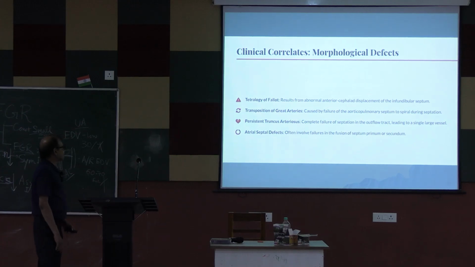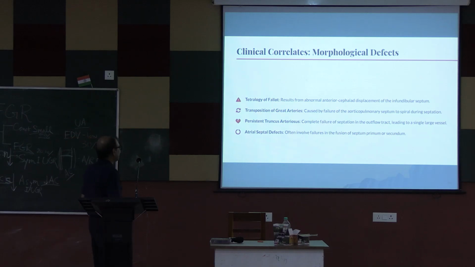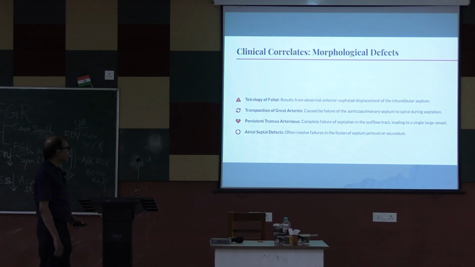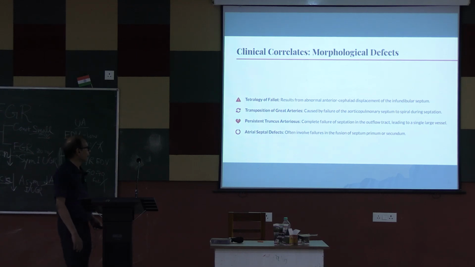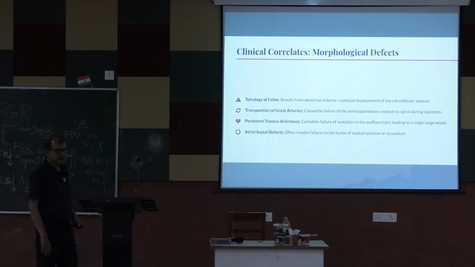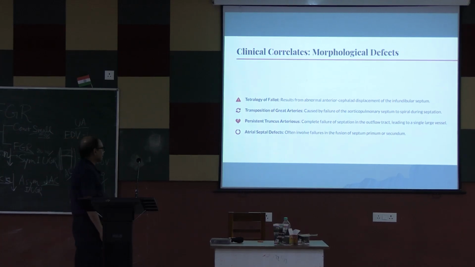Now clinical correlates. A defect in the interventricular septum as well as a defect in the aortopulmonary septum, transposition of the great vessels, failure of the AP septum to spiral, persistent truncus arteriosus, complete failure of the genesis of the outflow tract. Atrial septal defects often involve failure of the fusion of septum primum or secundum. These are the consequences of the embryogenic defect.